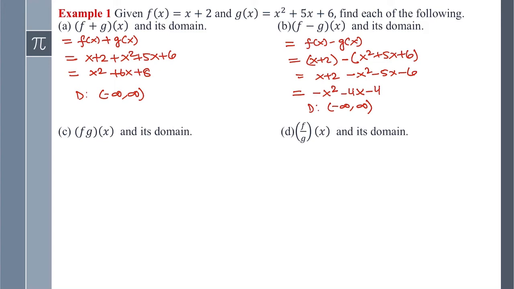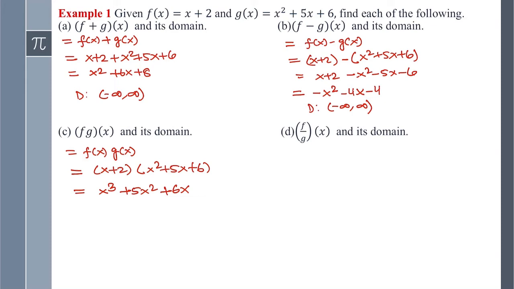Now let's go ahead and find the product. So f times g of x is f of x times g of x. And f of x is x plus 2 times g of x is x squared plus 5x plus 6. Now if we multiply, x times x squared is x cubed, x times 5x is 5x squared, plus x times 6 is 6x. Then we multiply by 2, so we have plus 2x squared plus 10x plus 12. And then let's simplify this and combine the like terms. So we have x cubed, then 5x squared plus 2x squared, which is 7x squared. And then we have 6x plus 10x, which is 16x. And then we have plus 12.